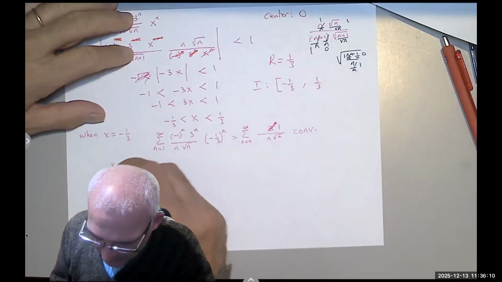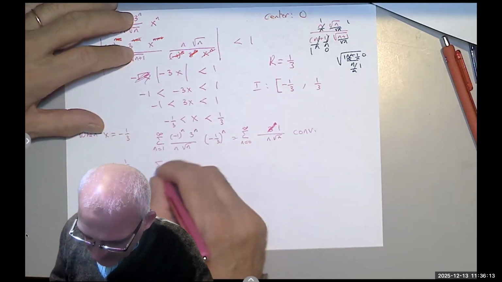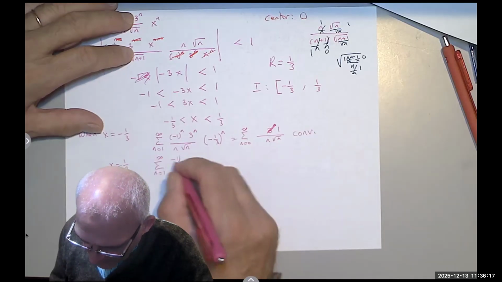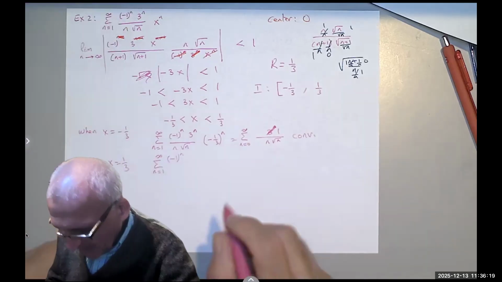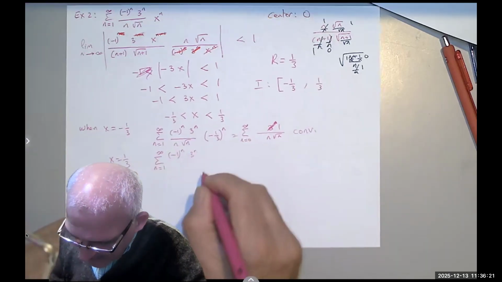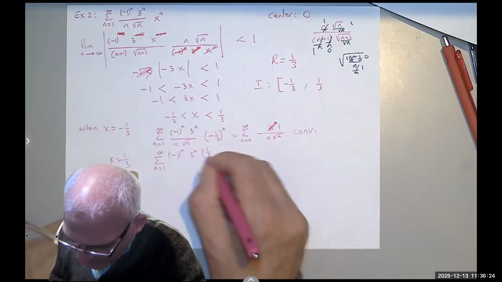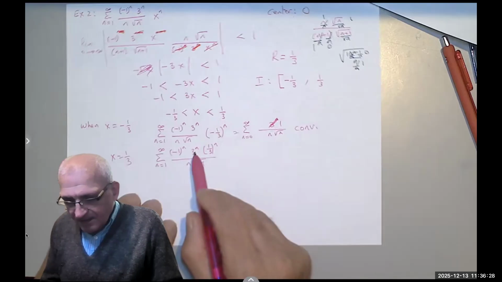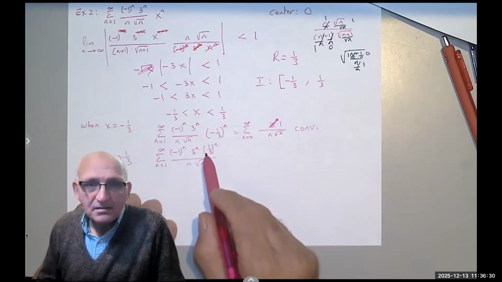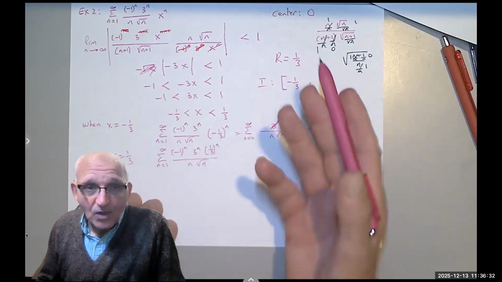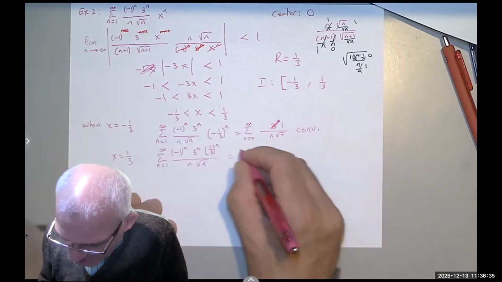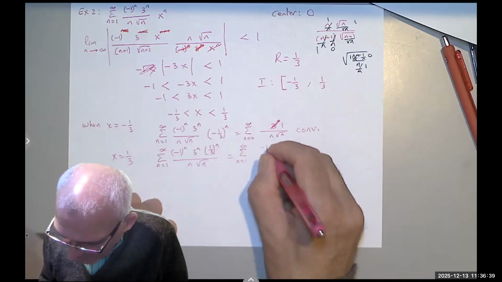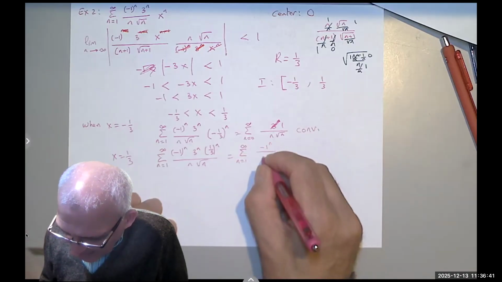When x equals 1/3, I will get the summation n going from 1 to infinity of negative 1 to the n, 3 to the n, 1/3 to the n over n root n. This times that is 1, right? 1 to the n is 1. So I get summation n going from 1 to infinity of negative 1 to the n over n root n.